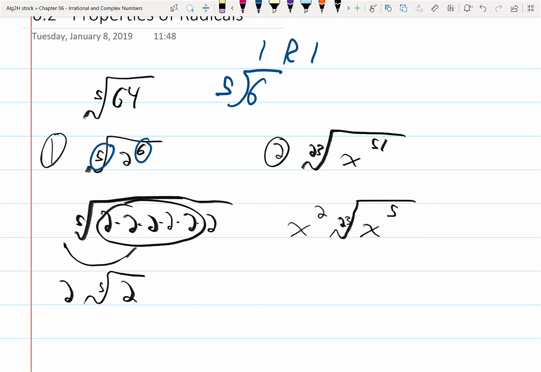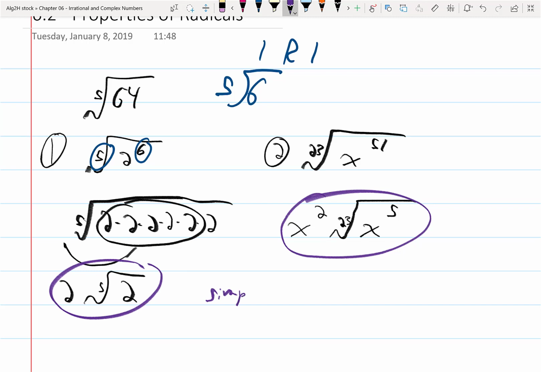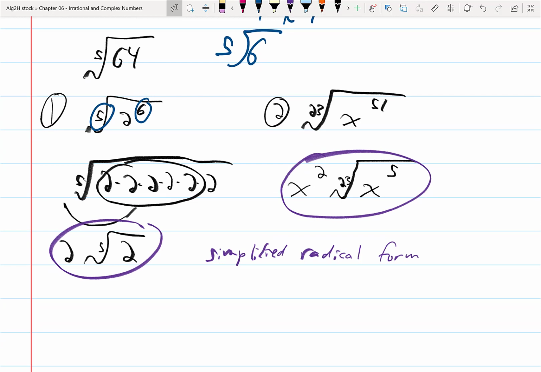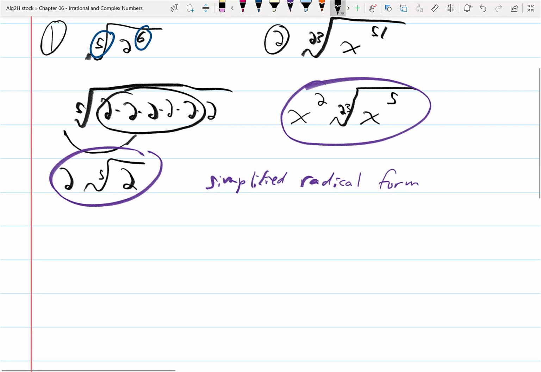Both of these, this solution and this, are called simplified radical form. It's not the only form that you're going to see simplifications happen in, but it is what's called simplified radical form. Simplified radical form is something we're going to get into a lot in this chapter. Okay, so let's go to a more simplistic example of simplifications.